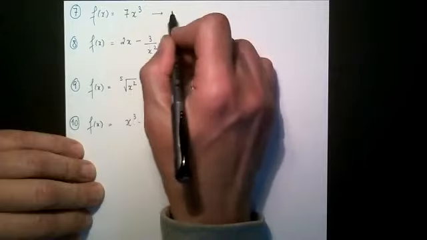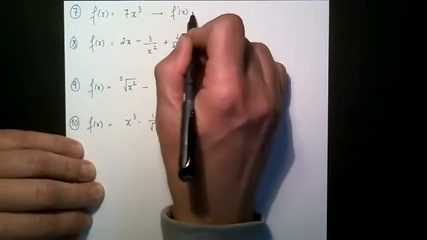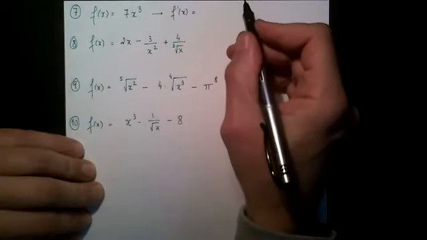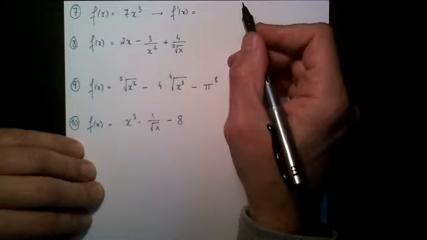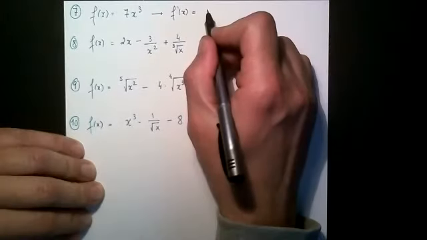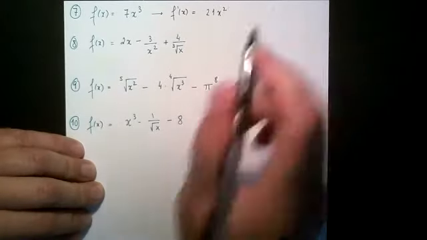First one, what did you get? First one is easy. Anybody? 21x squared. 21x squared, very good.